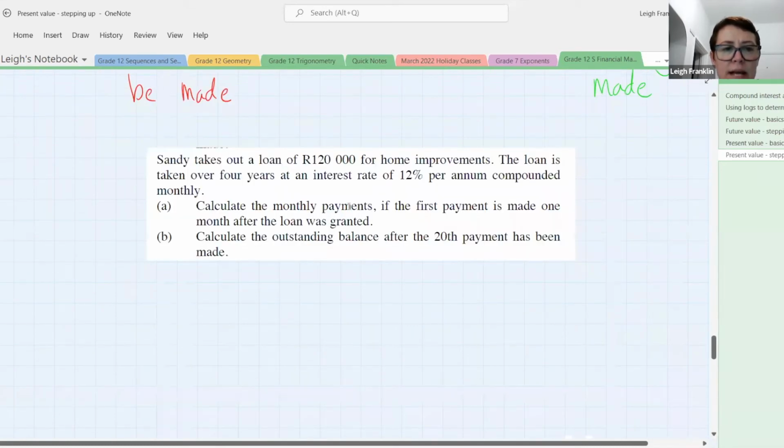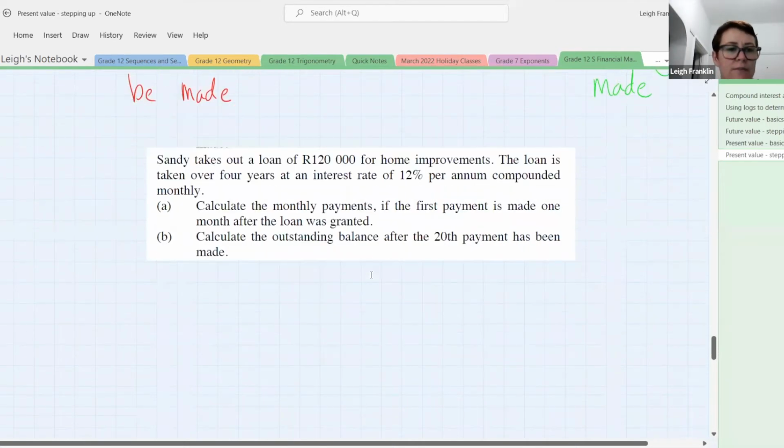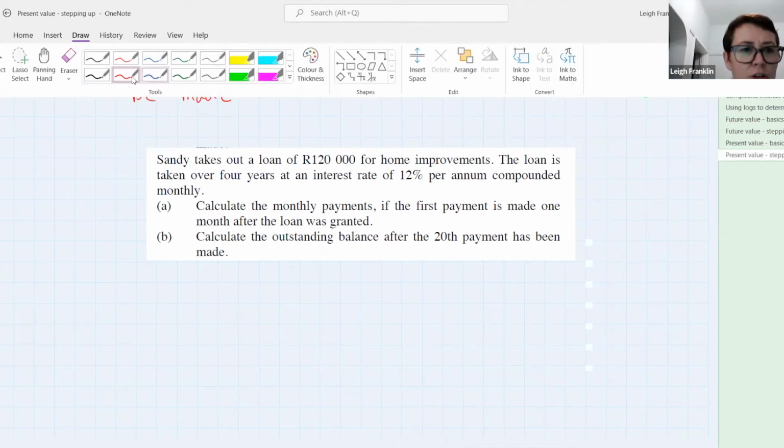Okay, so Sandy takes out a loan of 120,000 Rand for home improvements. The loan is taken over 4 years. Calculate the monthly payments if the first payment is made 1 month after the loan is granted. So standard question. Now they want us to calculate the outstanding balance after the 20th payment has been made. What I want to show you here is not actually how to do A, although we've got to do that in order to answer the question, but the two different ways in which you can calculate the outstanding balance. First, let's just work out what Sandy's monthly payment is going to be, and we've certainly had lots of practice with that, so that shouldn't be difficult for us.